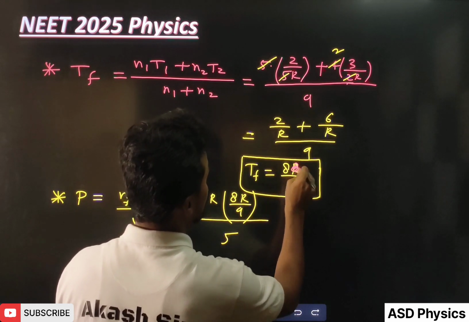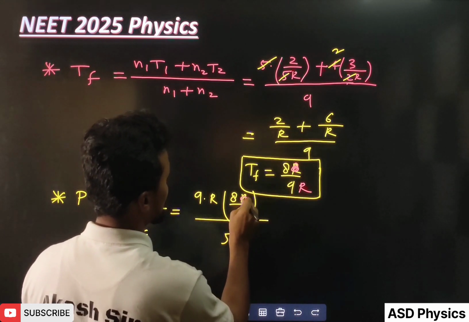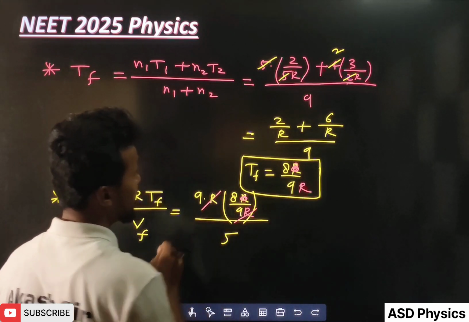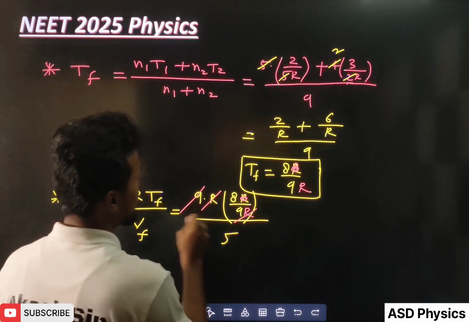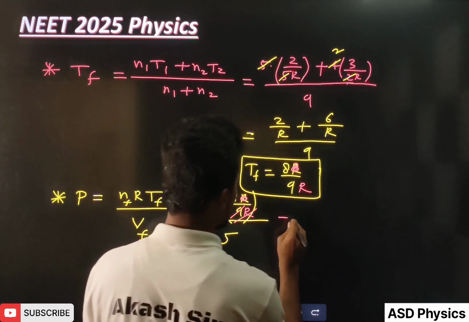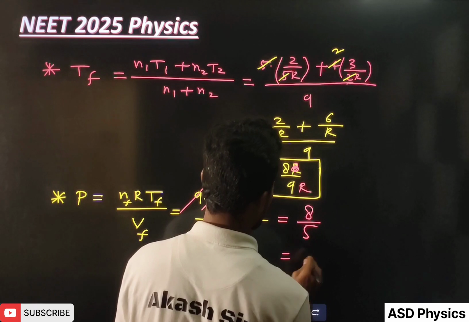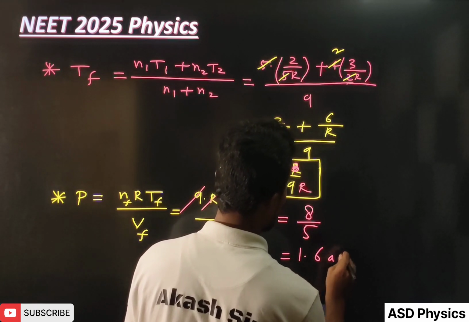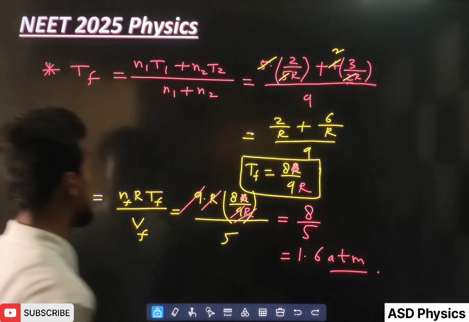Here the mistake is this 8 by 9R. The 9R will shift downward. No, see here, this 9R. This R and this R should cancel out, okay? And this 9 and this 9 also should cancel out. So it will become 8 by 5, okay? So 8 by 5 means it will come to 1.6 atm, okay?